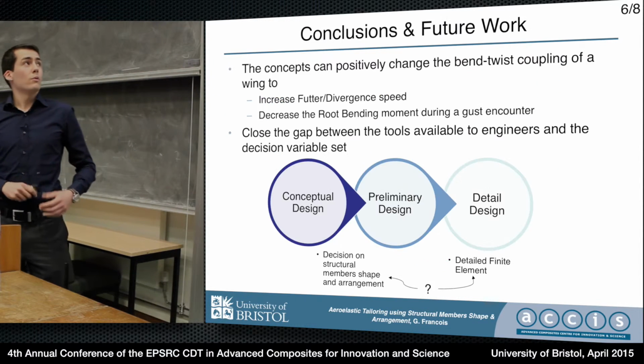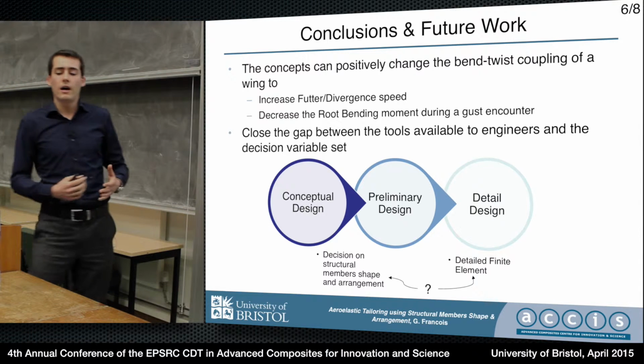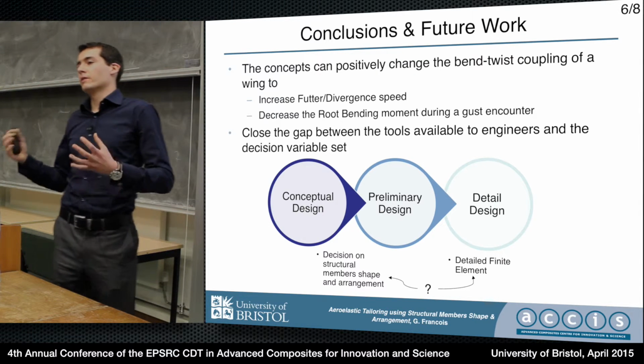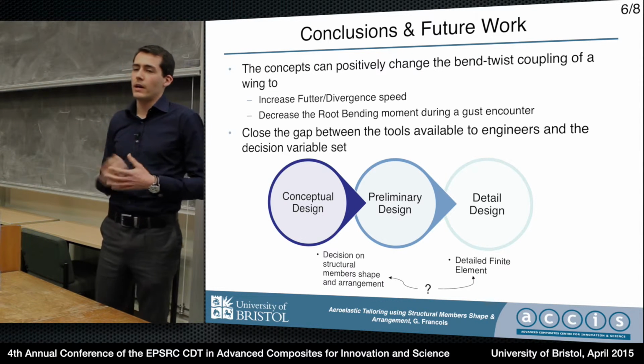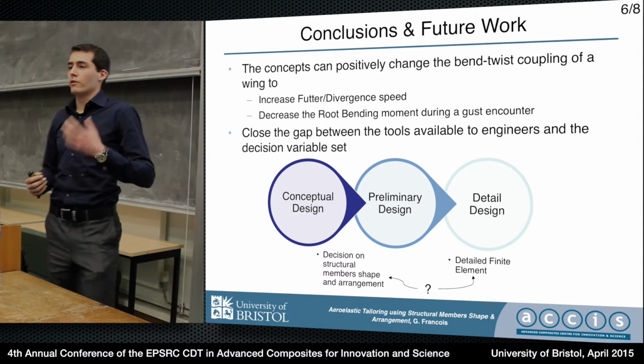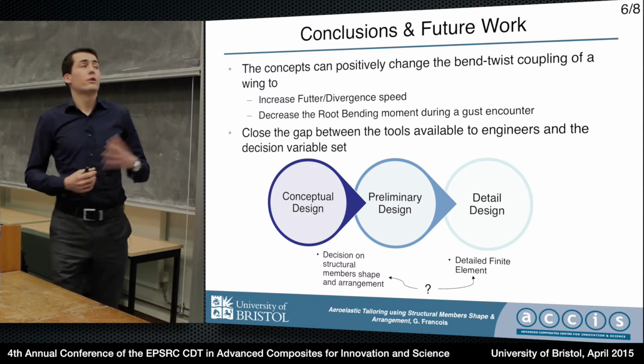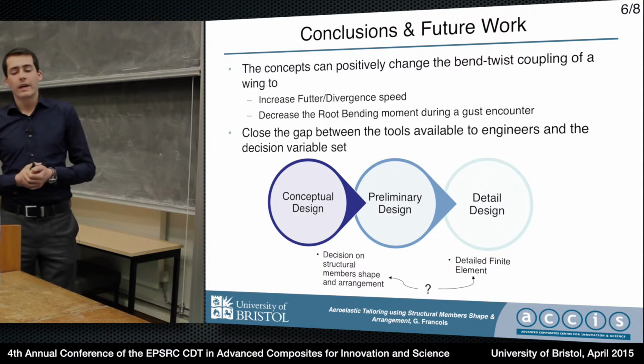So, in conclusion, we proved that those concepts do offer you a way to control the bend twist coupling of the wing. And that was related to increasing some aeroelastic performances, such as the flutter and divergence speed, and decreasing the root bending moment during a gust encounter.